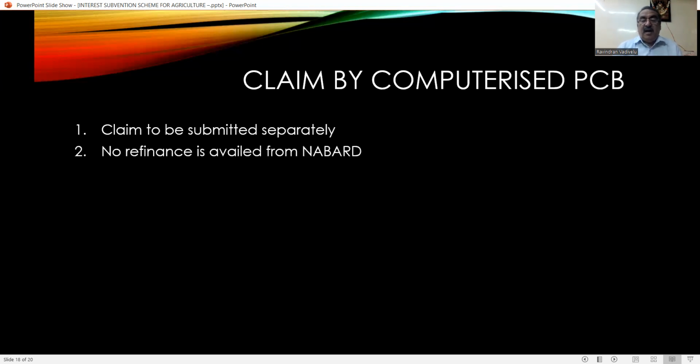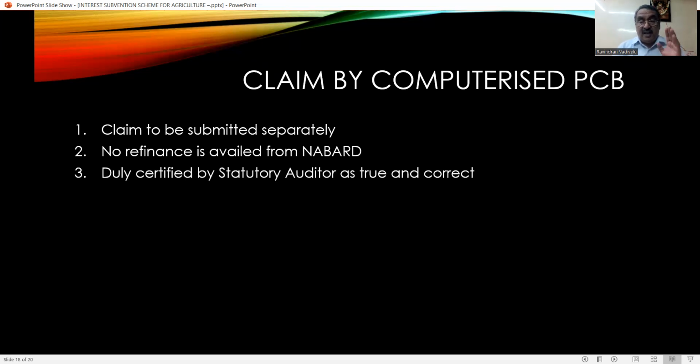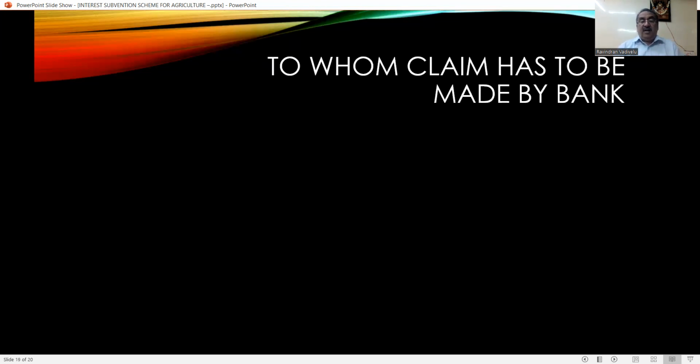And a very, very important thing: suppose you are going to be the auditor for PCB, then you see that the interest subvention is not available for the refinance availed from NABARD. So it's a very, very important thing. Suppose we are going to be the statutory auditor for PCB, you have to see this point, and this is a very, very interesting circular. And again, the statutory auditor has to certify as true and correct.